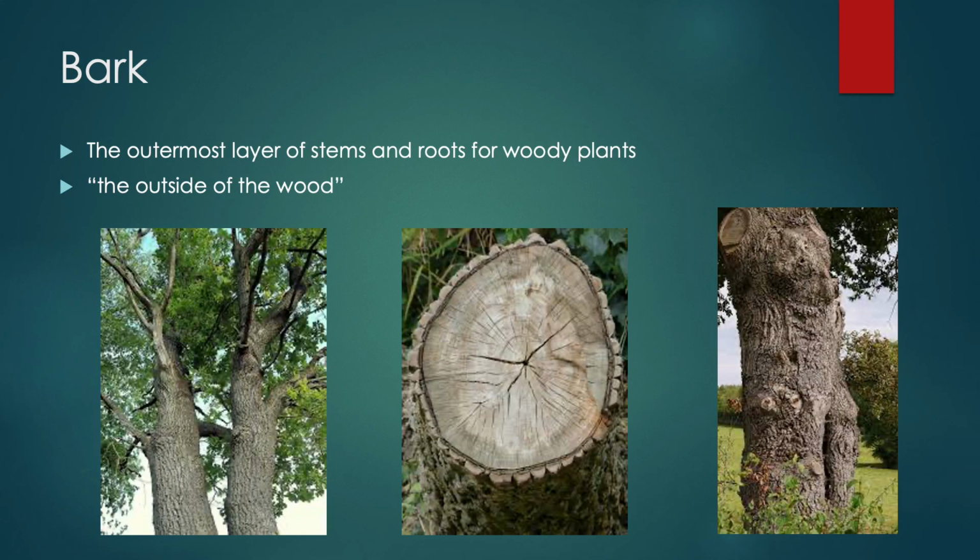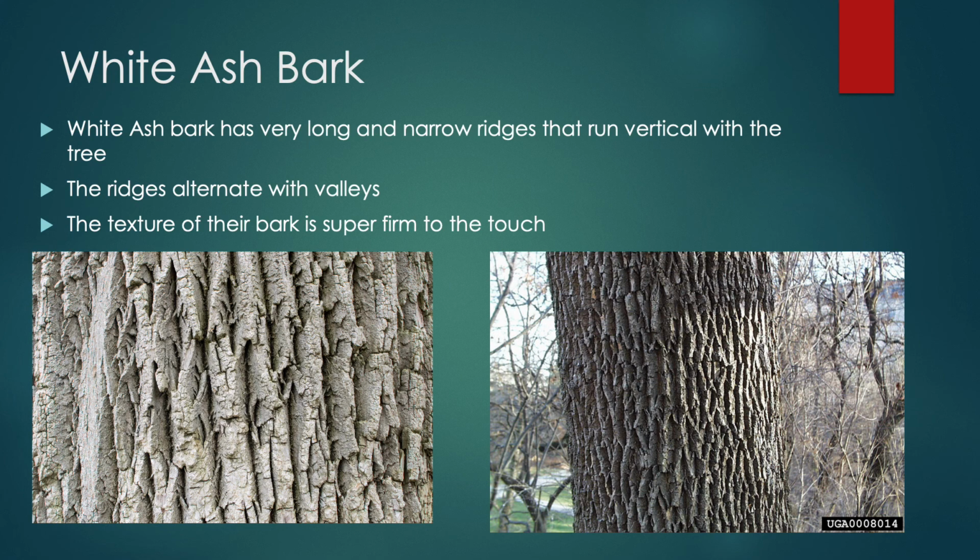And then just a little background on bark. Most people know what bark is, but it's just the outermost layer of stems and roots for the woody plants. And that's going to be key in identifying the white ash and green ash bark. So white ash bark is going to have very long, narrow ridges, as you can see here. And then the ridges are going to alternate between valleys. The valleys are just the deep holes within the bark. So it's going to go ridge, valley, back and forth, all around. And this bark is going to be super firm to the touch. But as you can see, there's just going to be ridges with deep valleys in between.